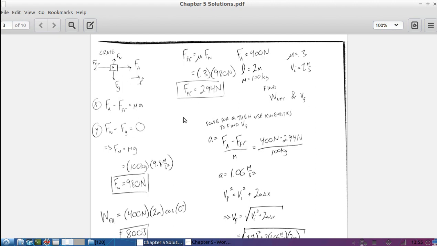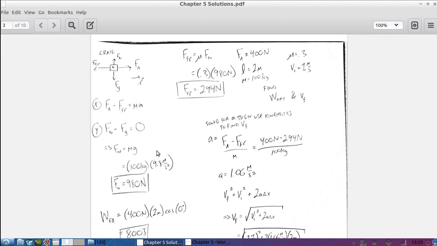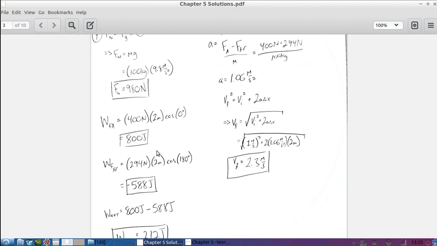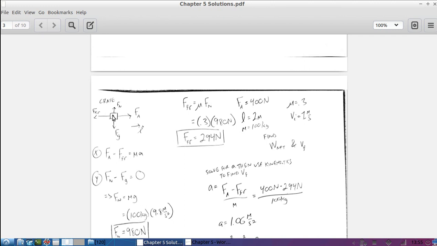Now I'm going to calculate the net work. Find the net work done. So I'm going to find the work due to F applied and the work due to friction, and then add them up. Similar to the previous example, I know the normal force isn't doing any work because it's perpendicular to the displacement. Same thing with gravity. Zero work done by normal and gravity.